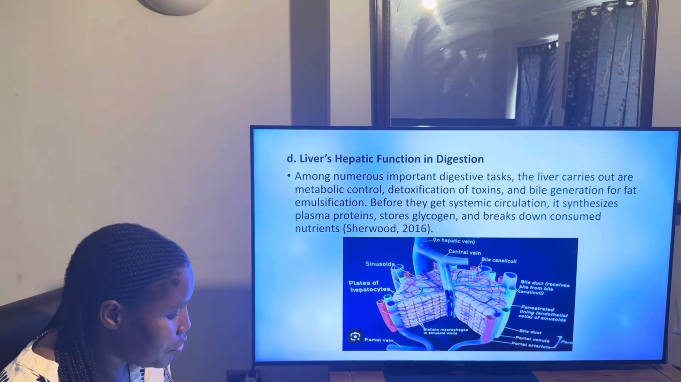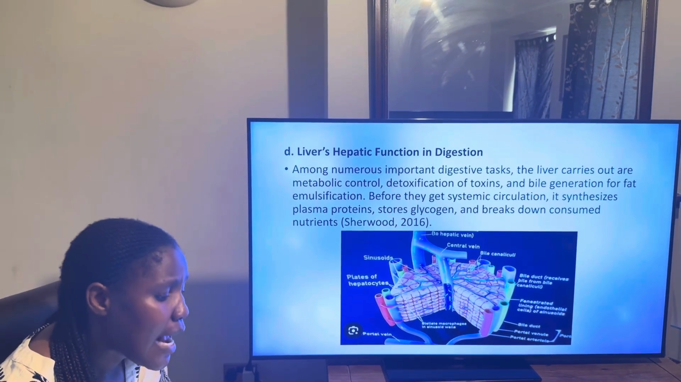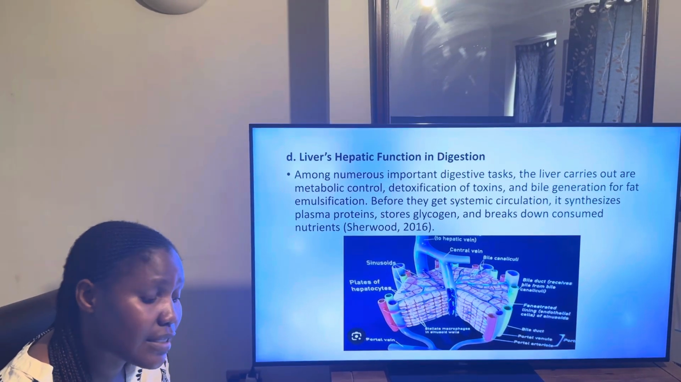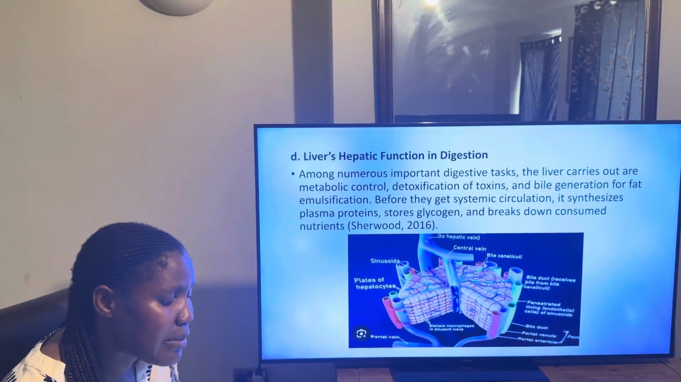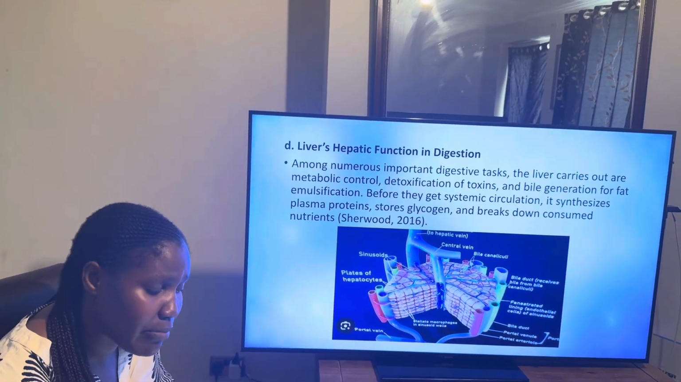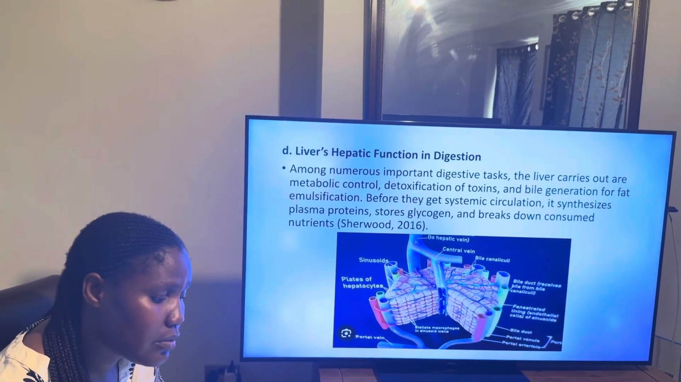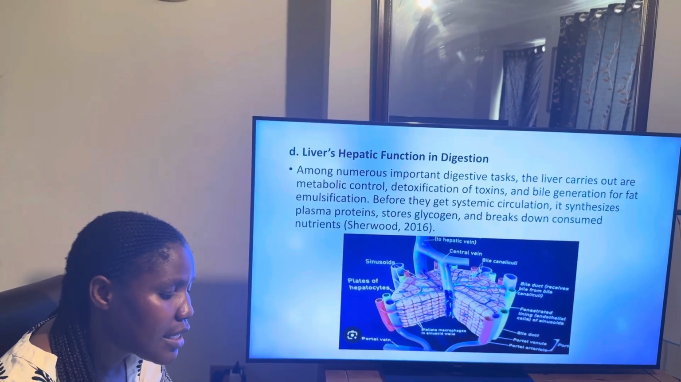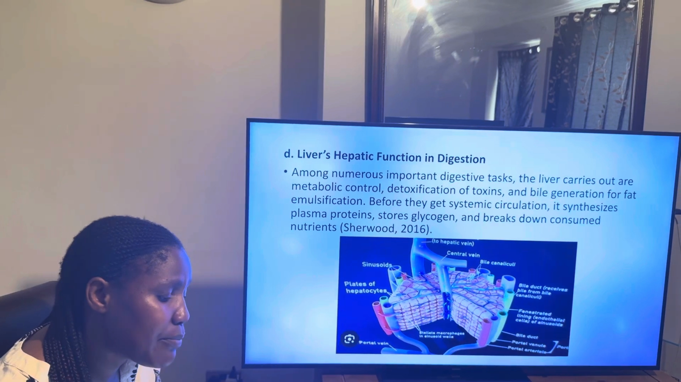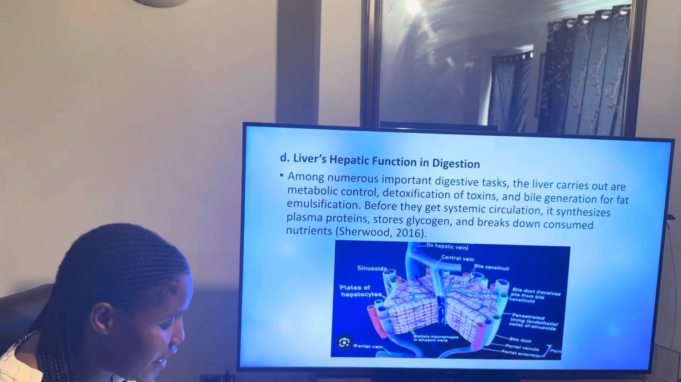We move on to the liver's hepatic function in digestion. Among numerous important digestive tasks, the liver carries out metabolic control, detoxification of toxins, and bile production for fat emulsification. Before nutrients get into systemic circulation, it synthesizes plasma proteins, stores glycogen, and breaks down consumed nutrients.